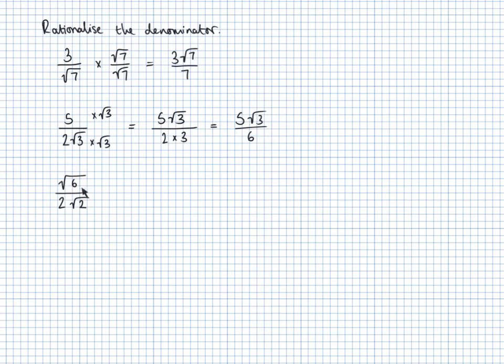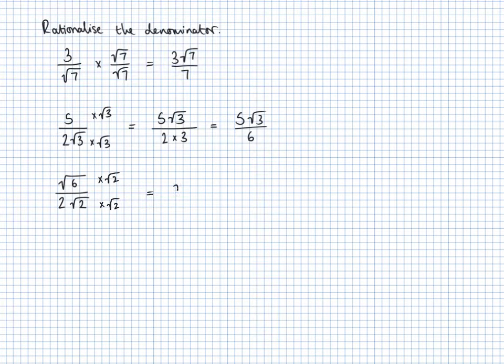Okay, and I can check if this fraction simplifies, and this one doesn't. Now in this third example, I've got root 6 over 2 root 2. Now root 6 doesn't simplify. I can't think of a factor of 6 that is a square number. So I can't simplify this now. But let me rationalize the denominator first by multiplying top and bottom by root 2 and see what happens. So times by root 2 and times this by root 2.